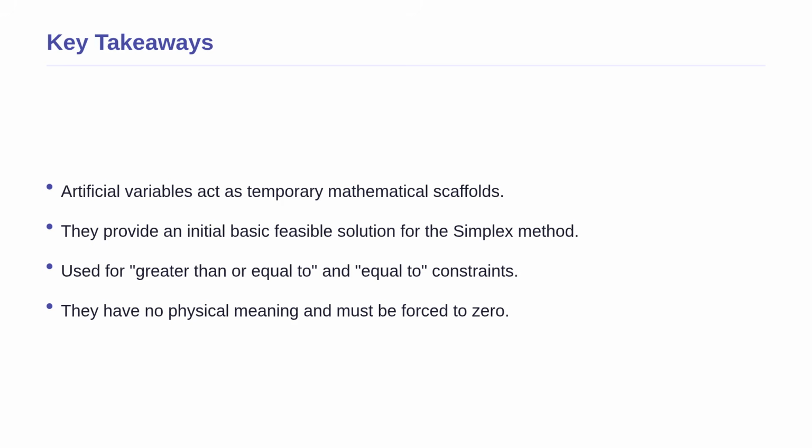We have covered a lot of ground today, so let us summarize the most important ideas. First, artificial variables act as temporary mathematical scaffolds, allowing the simplex method to begin its calculations. Second, they are specifically used to fix greater than or equal to and exact equal to constraints, providing the necessary positive starting values. Finally, always remember that these variables have no real-world physical meaning. They are purely a mathematical trick, and the algorithm must force them to zero by the end of the calculation for the final answer to be valid. You now understand the foundation of handling complex linear programming constraints.